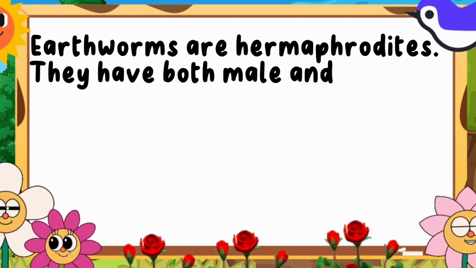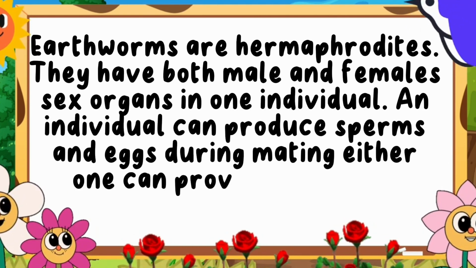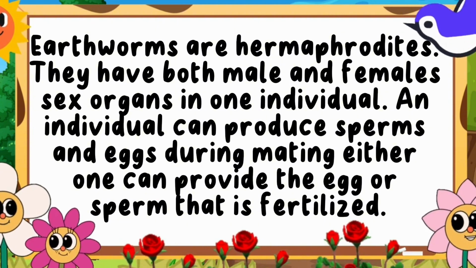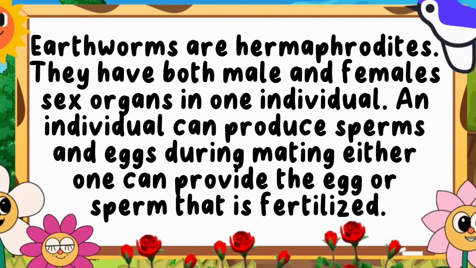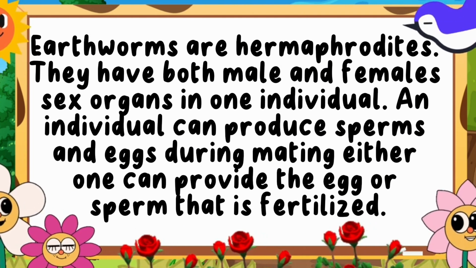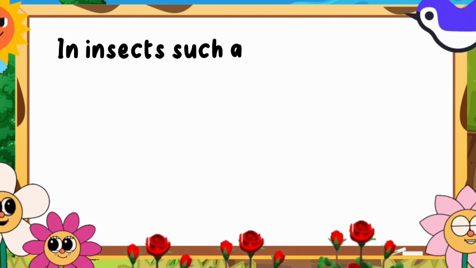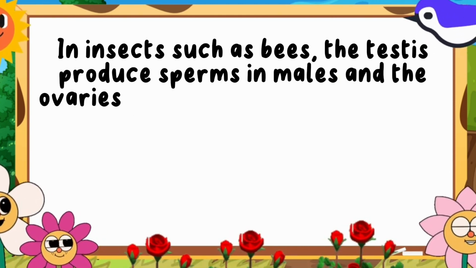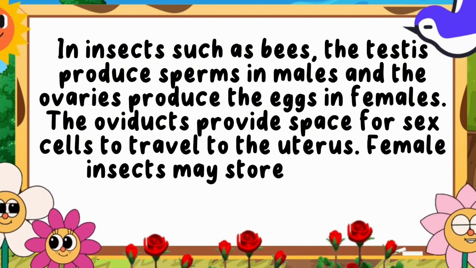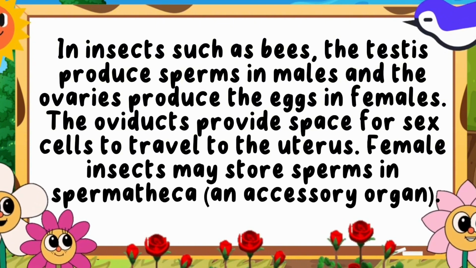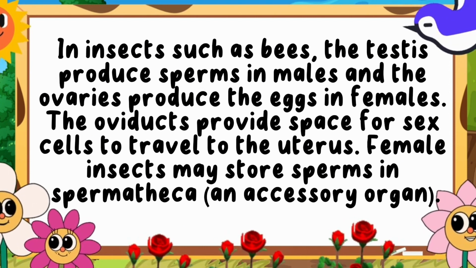Earthworms are hermaphrodites. They have both male and female sex organs in one individual. An individual can produce sperms and eggs during mating. Either one can provide the egg or sperm that is fertilized. In insects such as bees, the testes produce sperms in males and the ovaries produce the eggs in females. The oviducts provide space for sex cells to travel to the uterus. Female insects may store sperms in the spermatheca.